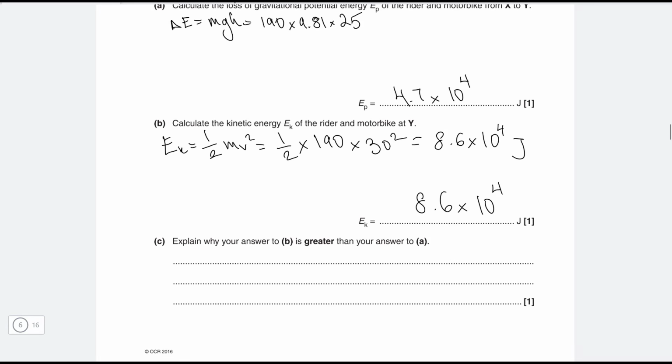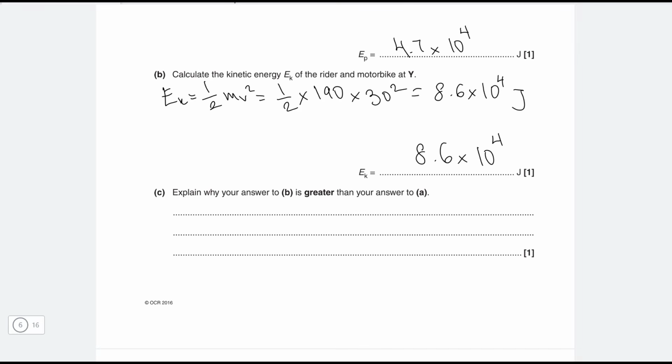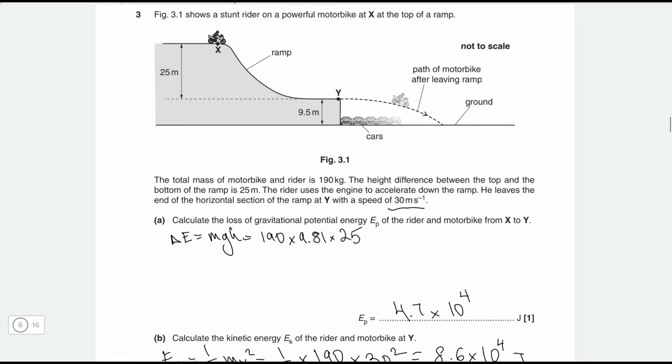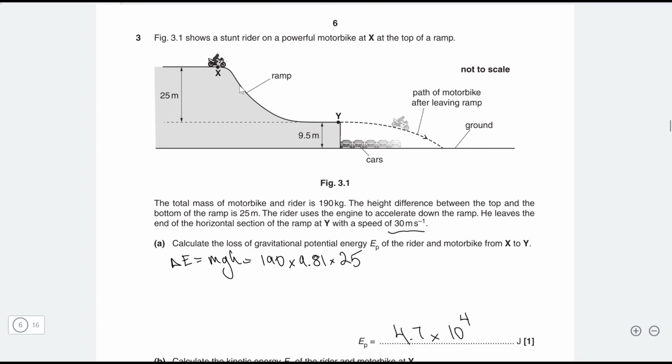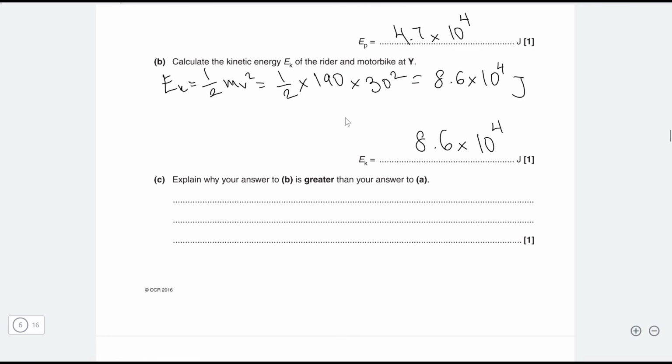With these explanation questions, it's very important to be using specific terms. In this case, we can use either the fact that there was work done, or we can say that energy was added into the system from the engine between point X and Y. So let's just say that work was done by the engine of the motorbike.